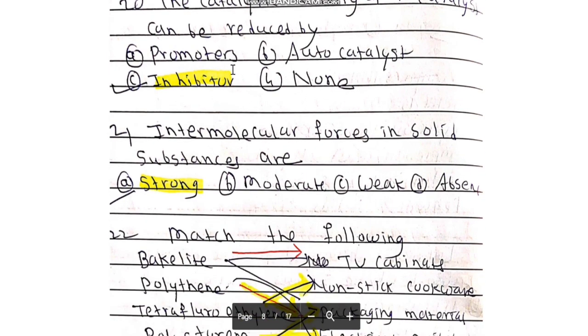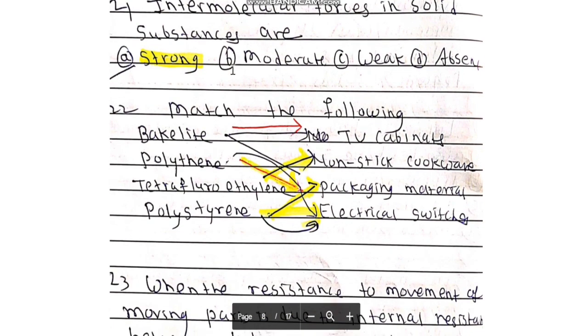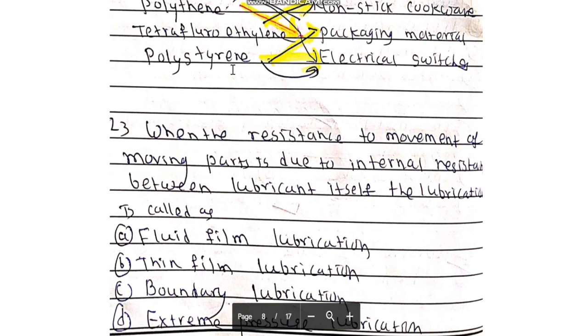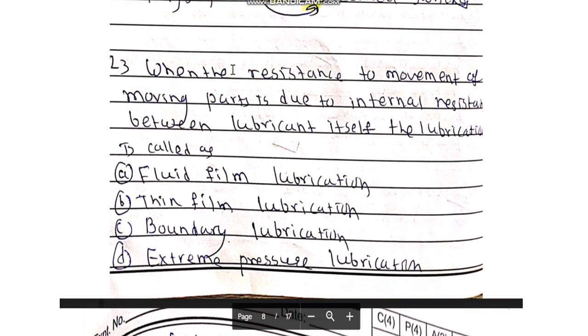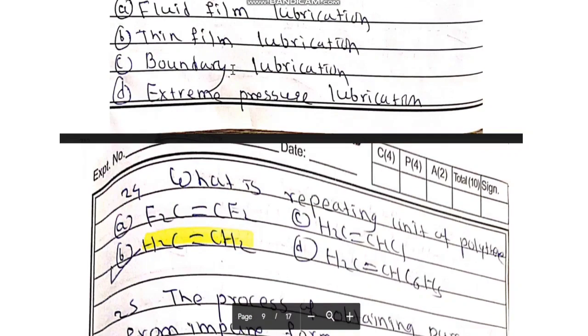Intermolecular forces in solid substances are strong. Again, match the pair. Examples of plastic or polymer are given: bakelite, polythene, tetrafluoroethylene and polystyrene, and their applications are given. Then next, when the resistance to movement of moving parts is due to internal resistance between lubricant itself, it is called extreme pressure lubrication. Last option is the correct option.